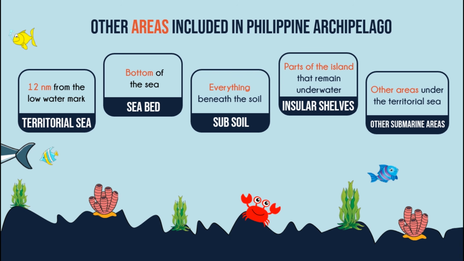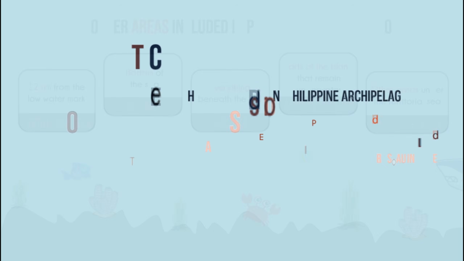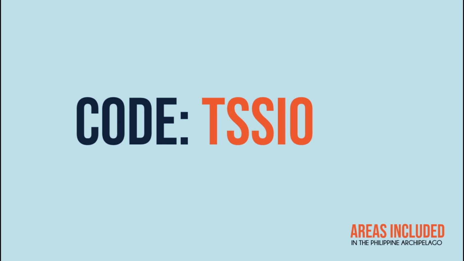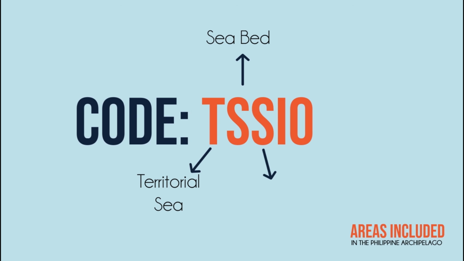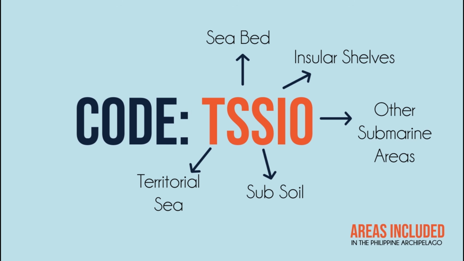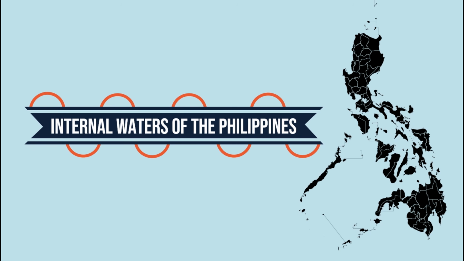To make it easier for us to remember this part, let's follow this code. TSSIO. T stands for territorial sea, S for seabed, another S for subsoil, I for insular shelves, and O for other submarine areas. Again, the code is TSSIO. Now let's move on to the internal waters of the Philippines.